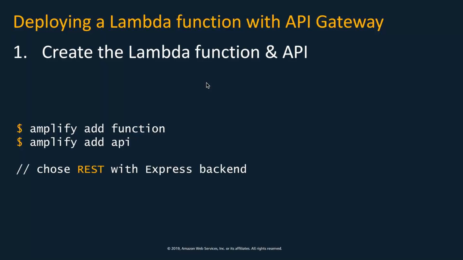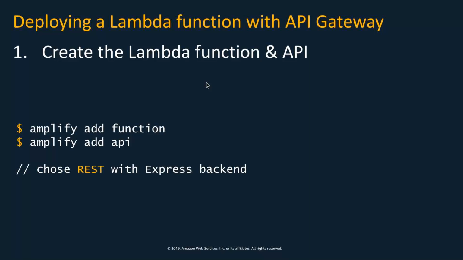Once the function's been created, we then want to put an API Gateway in front of it. So we want to be able to connect to that function via an API URL. To do that, we run Amplify add api. This will walk us through a few steps, and then it will allow us to connect the function that we created earlier to this API endpoint. That is going to be done from the CLI for us.